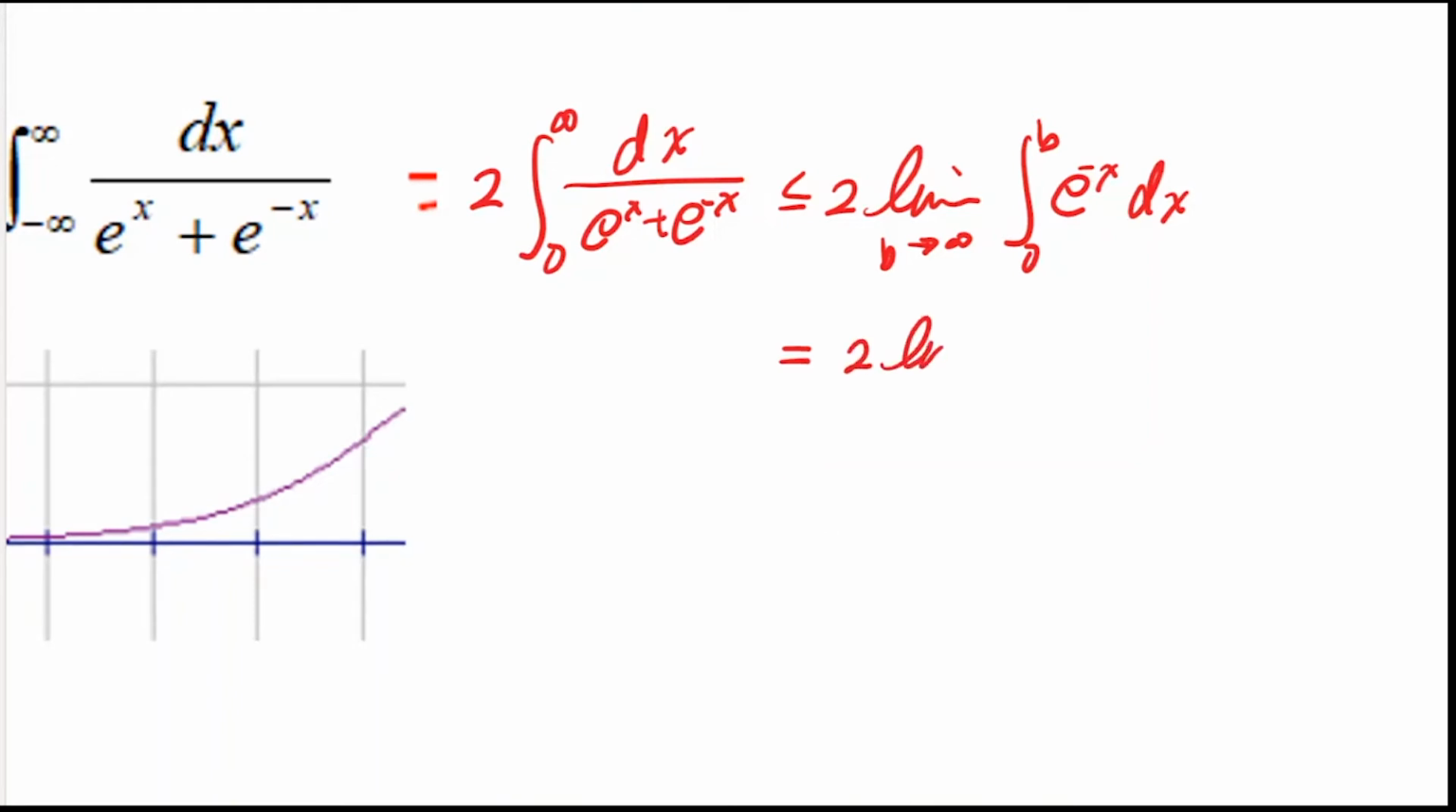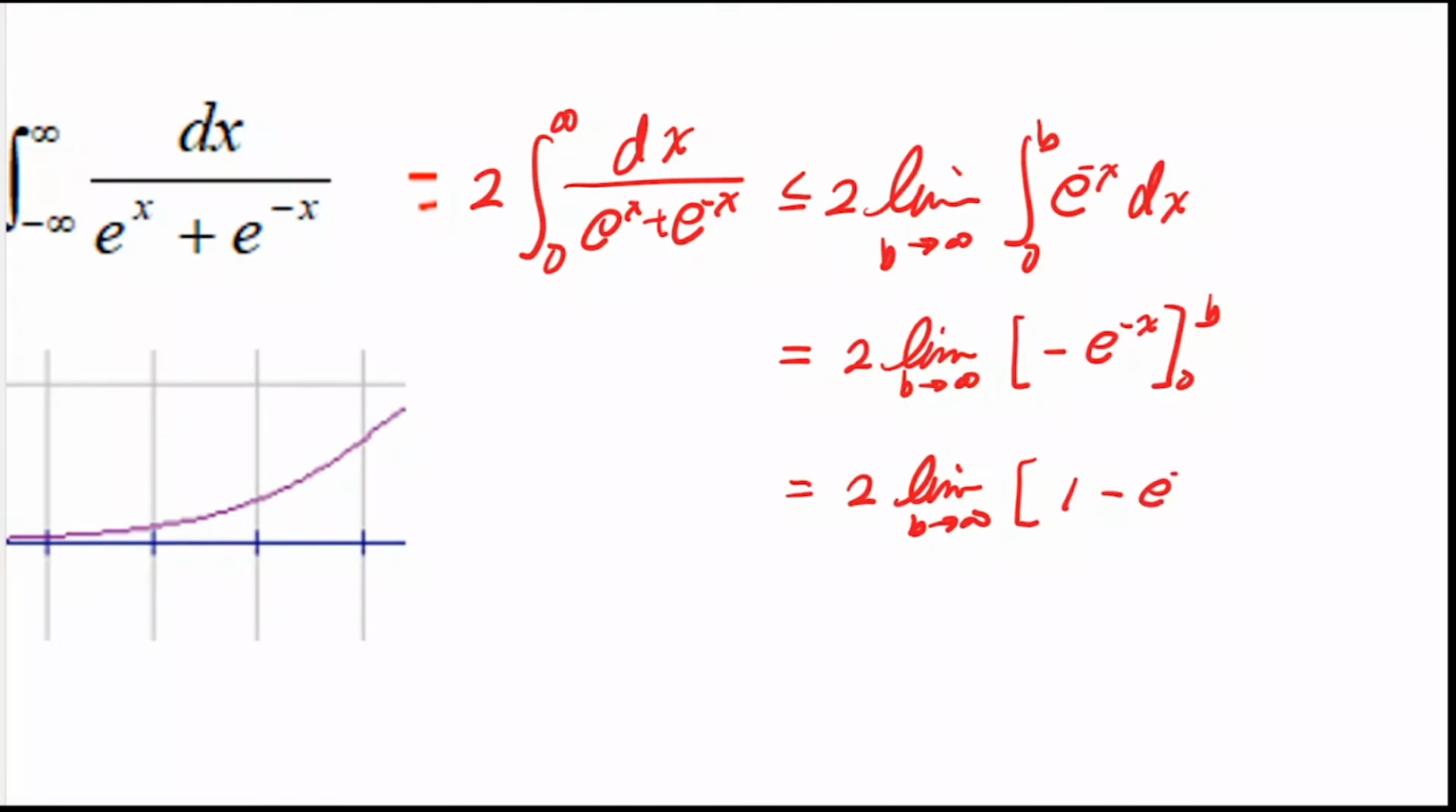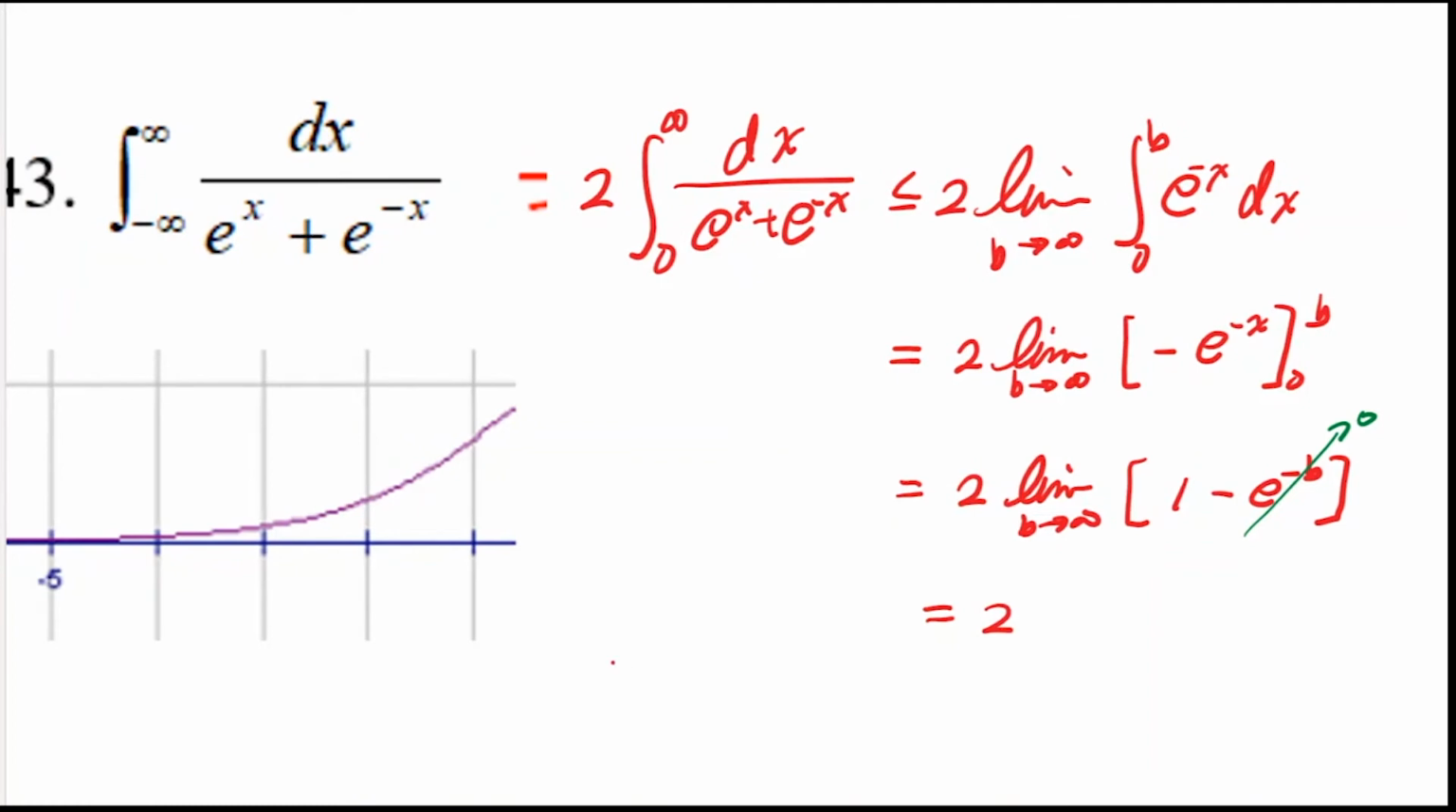Okay, so we have 2 times the limit as b approaches infinity, and this is just negative e to the negative x from 0 to b. Plugging in, 2 times the limit as b approaches infinity of, if you put 0, you get 1 minus e to the negative b. Then take the limit, so this thing dies. Good. So we have 2. Therefore, this original integral is convergent as well.